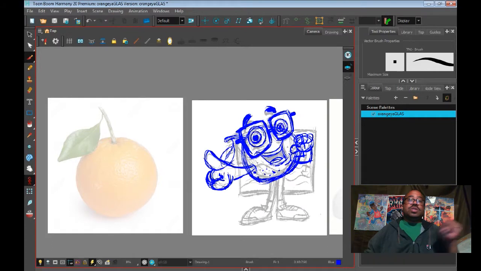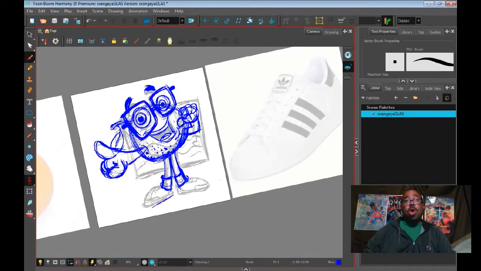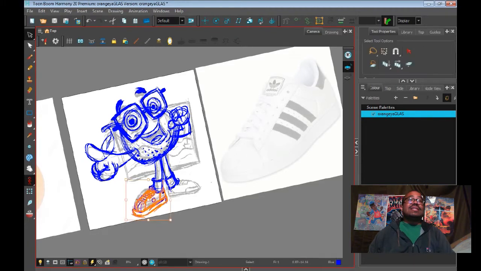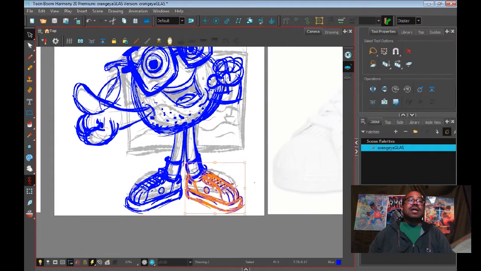So the orange you see, or which one? Which way is it? It's maybe this way? No, I don't know which way. But the orange you see and the shell toe Adidas, the shell toes. I'm not gonna make them specifically Adidas because it feels like a violation of some sort. So I'm not gonna do that. But I like the shape of them and I like the overall design.